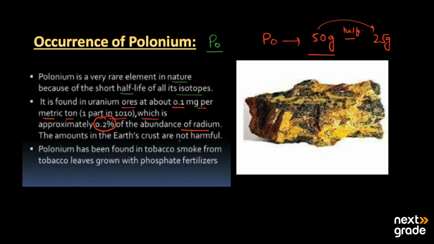The amounts in the earth's crust are not harmful basically, but polonium has been found in tobacco smoke from tobacco leaves that were grown with phosphate fertilizers. So its high percentage is harmful, but if we take a small percentage, it would not affect human beings. Here we have the picture of polonium, which is from yellowish to black. It's a combination of two colors in nature.